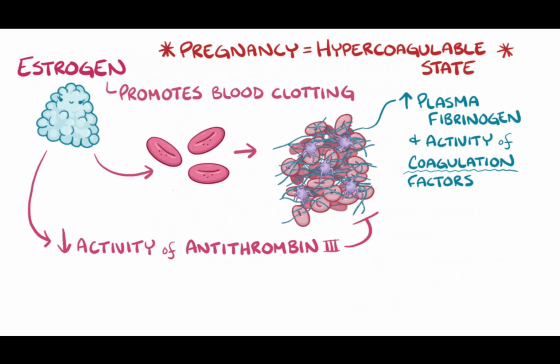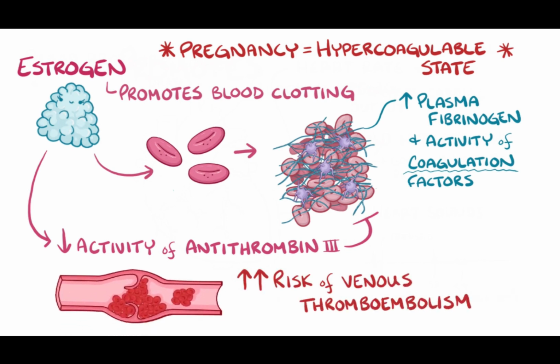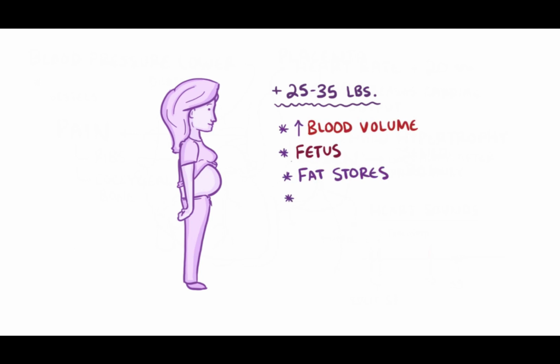However, this also means pregnant females have a greater risk of developing a venous thromboembolism, meaning a blood clot blocking off a vein, especially in the lower legs where there's already venous stasis. Normally, women gain 25 to 35 pounds throughout the pregnancy, and that extra weight is mostly due to the increased blood volume, followed by the fetus itself, fat stores, the uterus, and finally the placenta.